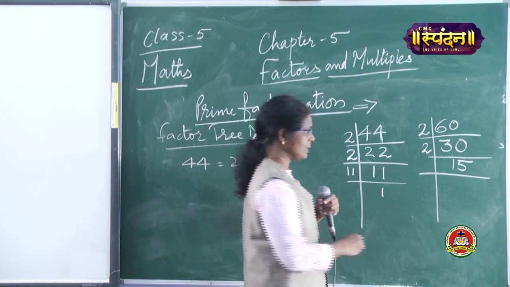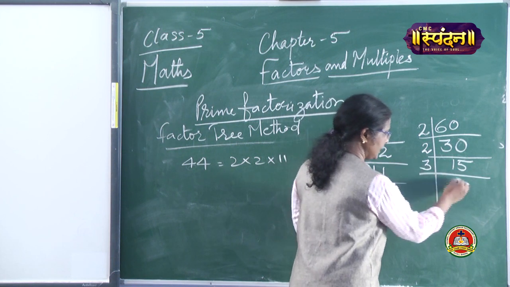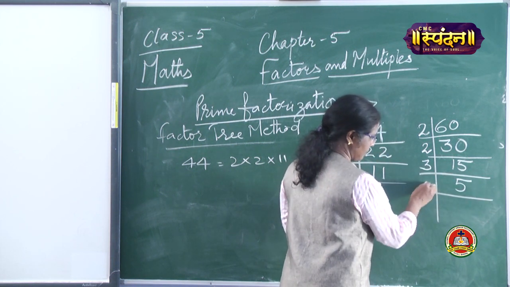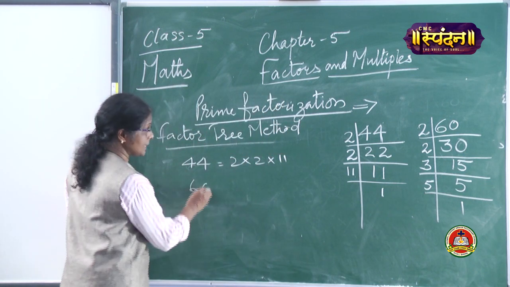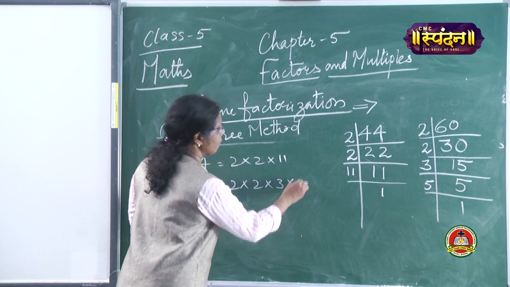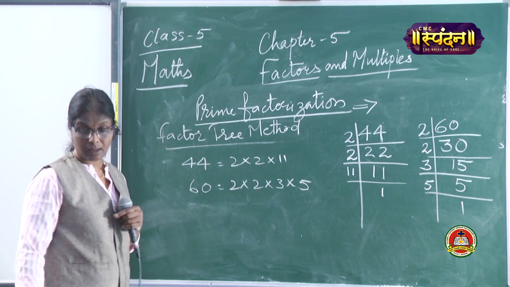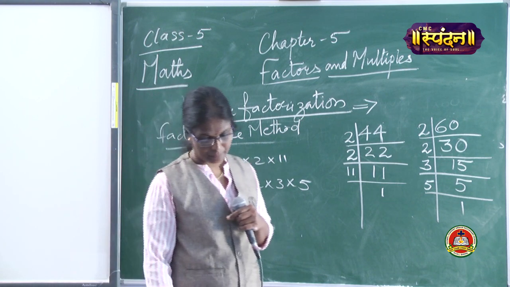Now 15 is not divisible by 2, but it is divisible by 3. 15 divided by 3 is 5. 5 is a prime number, 5 divided by 5 is 1. So you get 60 is equal to 2 into 2 into 3 into 5. You got the same answer as we got in the factor tree method.